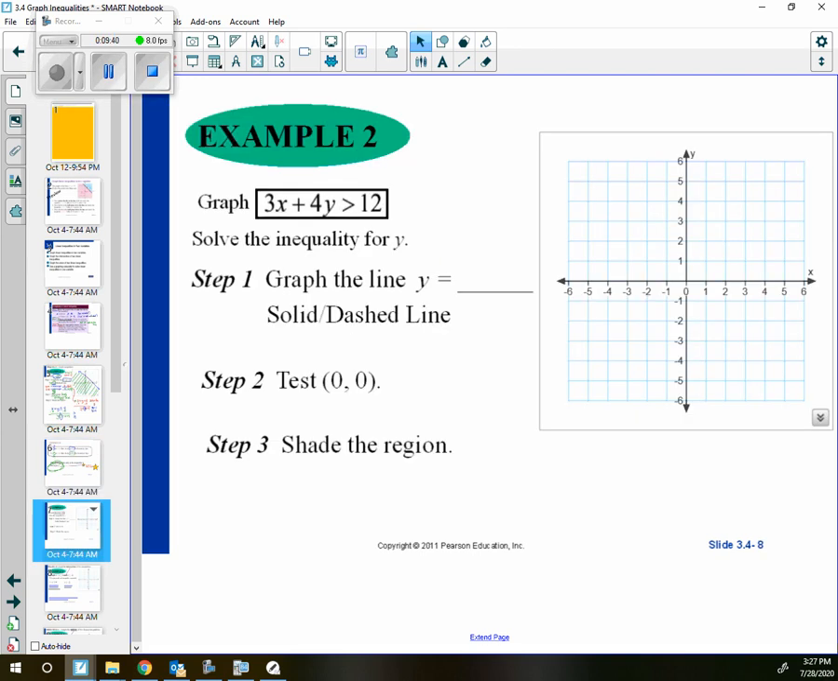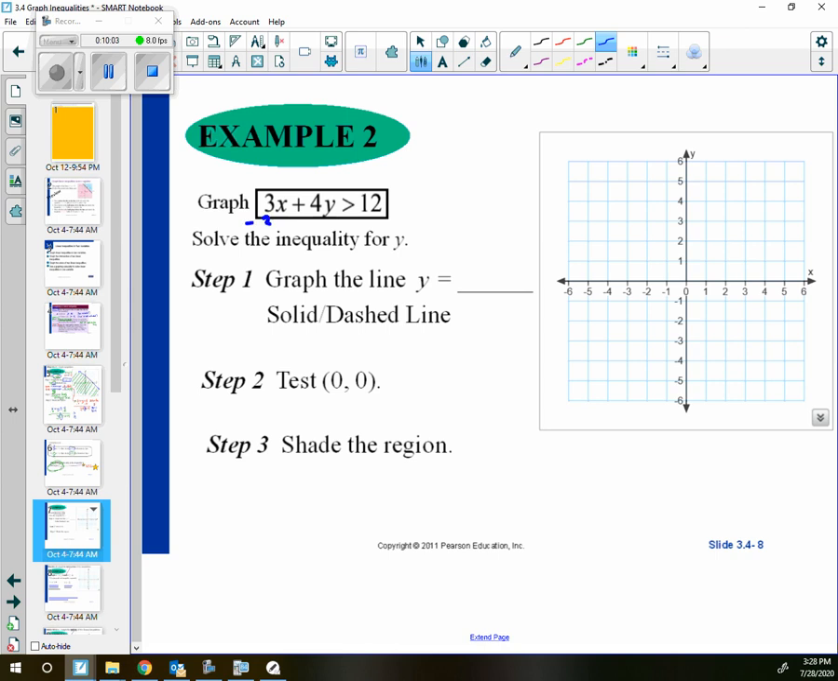All right, let's go on to another one just to practice that start to finish process here. 3x plus 4y greater than 12. Okay, so first thing I'm going to do is solve this for y because we can use that for graphing. We could also use intercepts if we wanted, but I'm going to solve this inequality for y.